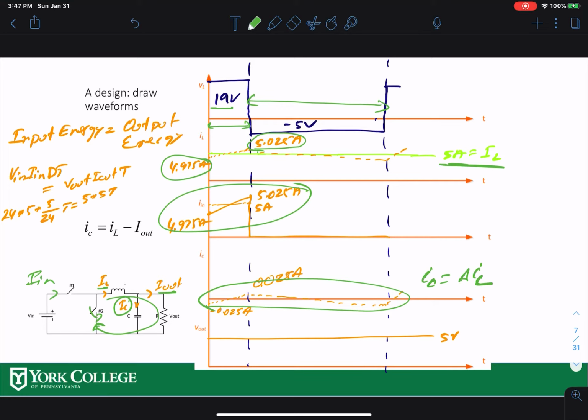Input energy should equal the output energy. Input energy only happens when switch 1 is on, so V in, I in times dt. And output energy should always be constant, since the output is supplying constantly. So output voltage, output current times T. So T will be cancelled over here, right?